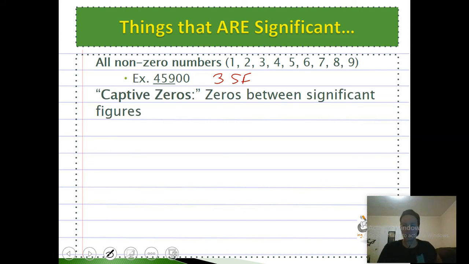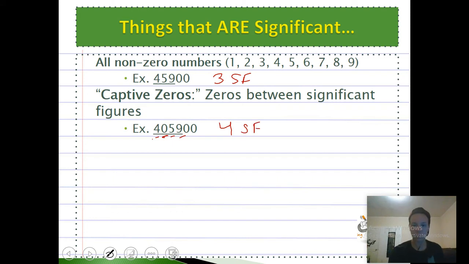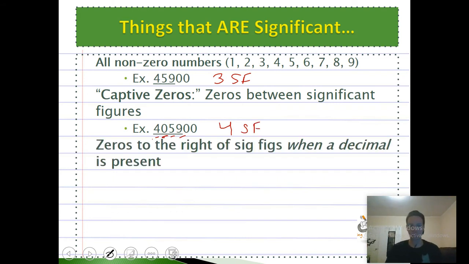If you have a captive 0, which is a 0 in between any significant figures, this would be an example of a captive 0. Right? We've got 405,900. We would say this has 1, 2, 3, 4 sig figs because those are all able to be measured.